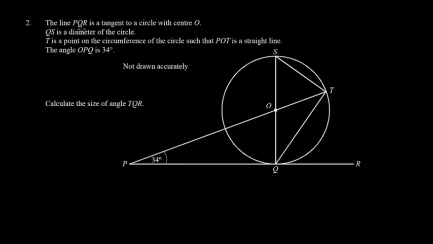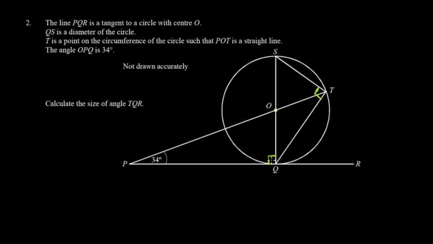Question 2 says, we have a line PQR, it's a tangent to the circle. The center of the circle is O. QS is the diameter of the circle. Whenever you find we have a diameter, conclude one thing: every angle formed from the diameter is always 90 degrees. Okay, so clear out these obvious things, because angles formed between the tangent and the diameter or the radius are always 90 degrees as well.